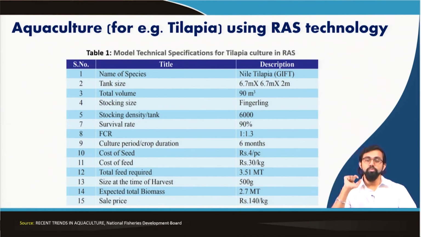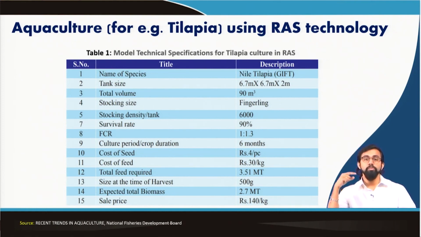Cost of seed is around 4 rupees per piece, and cost of feed is around 30 rupees per kg at this moment. Total feed required will be around 3.2 metric tons, and the size at the time of harvest will be around 500 grams at the end of 6 months.